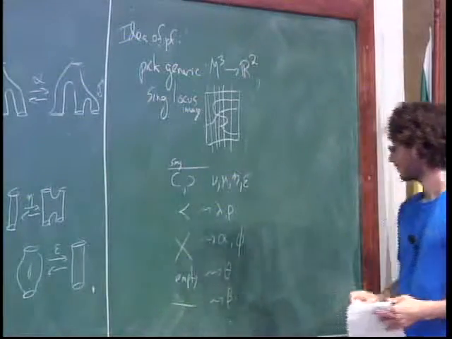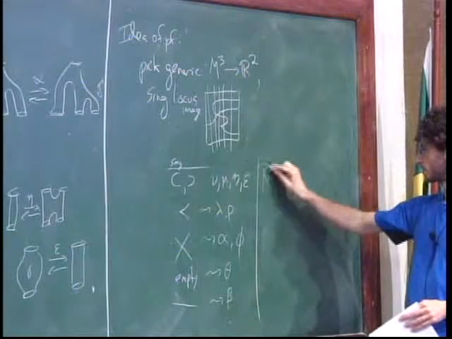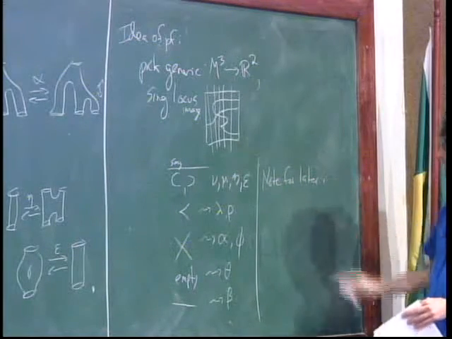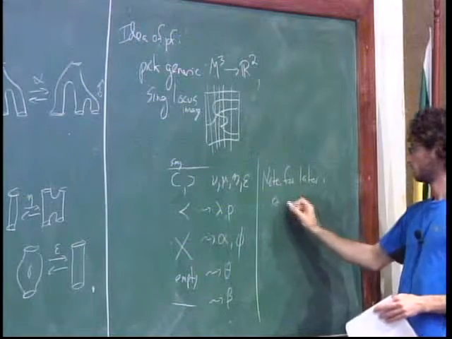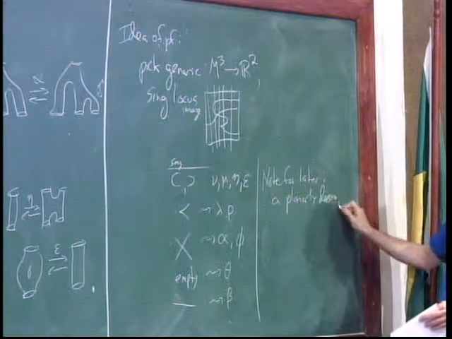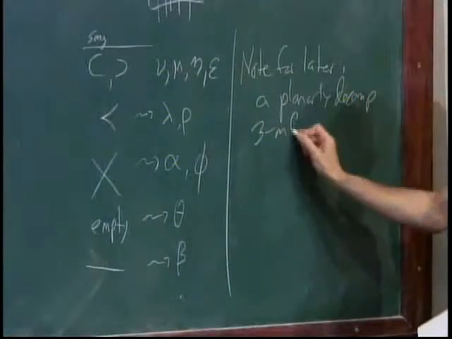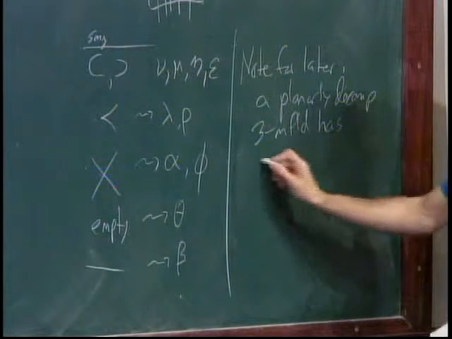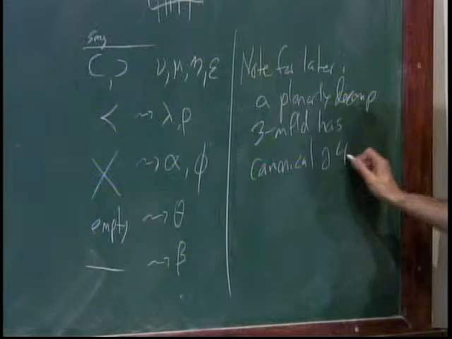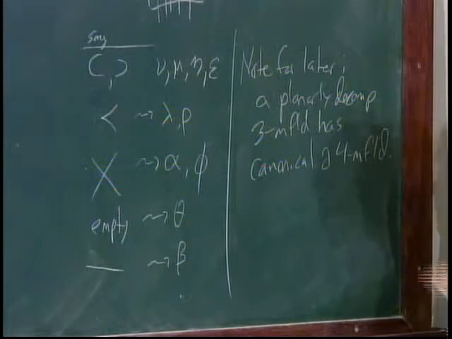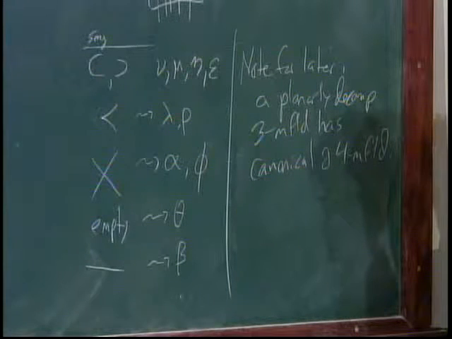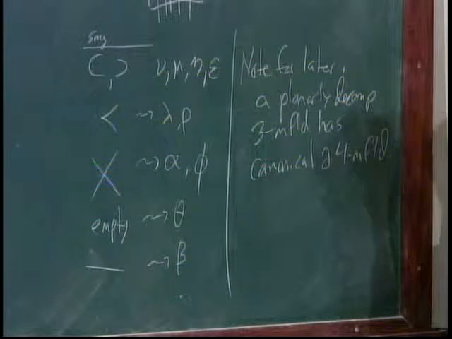Okay, and there's a corresponding note for later here, namely that a planarly decomposed three-manifold has a canonical bounding four-manifold. Yeah. This is some kind of non-trivial generalization of Morse theory.